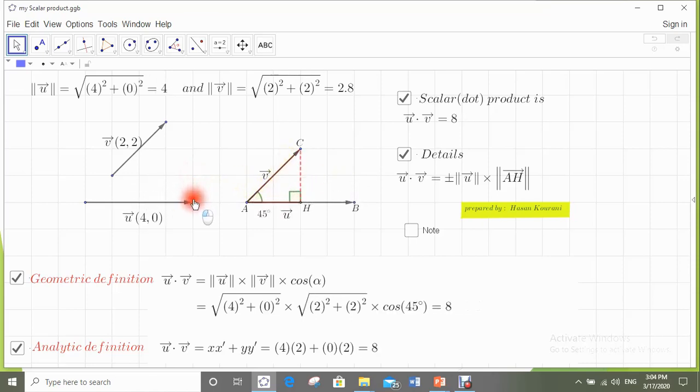Well, how could we get the length of this vector AH? If we consider this right triangle, and you know the measure of this angle and the magnitude of this vector, yes, you have to use cosine alpha, not sine alpha, since this AH is the adjacent side for this angle, and we don't have the length of CH, which is the opposite of this angle.